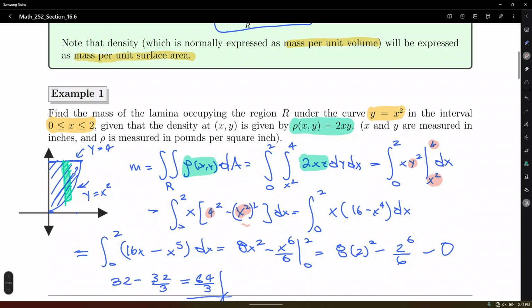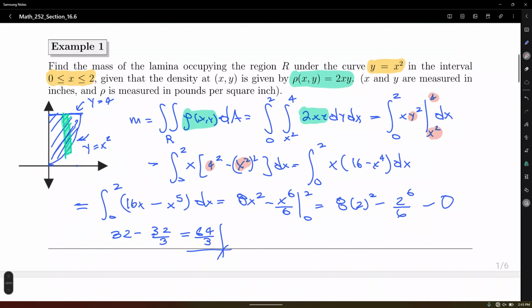So evaluating our antiderivative at the upper limit of 2, that's going to give us 2 squared, which is 4, times 8, that equals 32 right here, and 2 to the 6th power, this big number over 6, that's going to give us 32 over 3. And simplifying these two numbers, that's going to give us 64 over 3. Notice I wrote this big 0 right here because hopefully you guys agree that if we substitute the lower limit of 0 into the two terms of the antiderivative, that's simply going to take us to 0. So that's one example. Let's have a look at the next one on the next page.